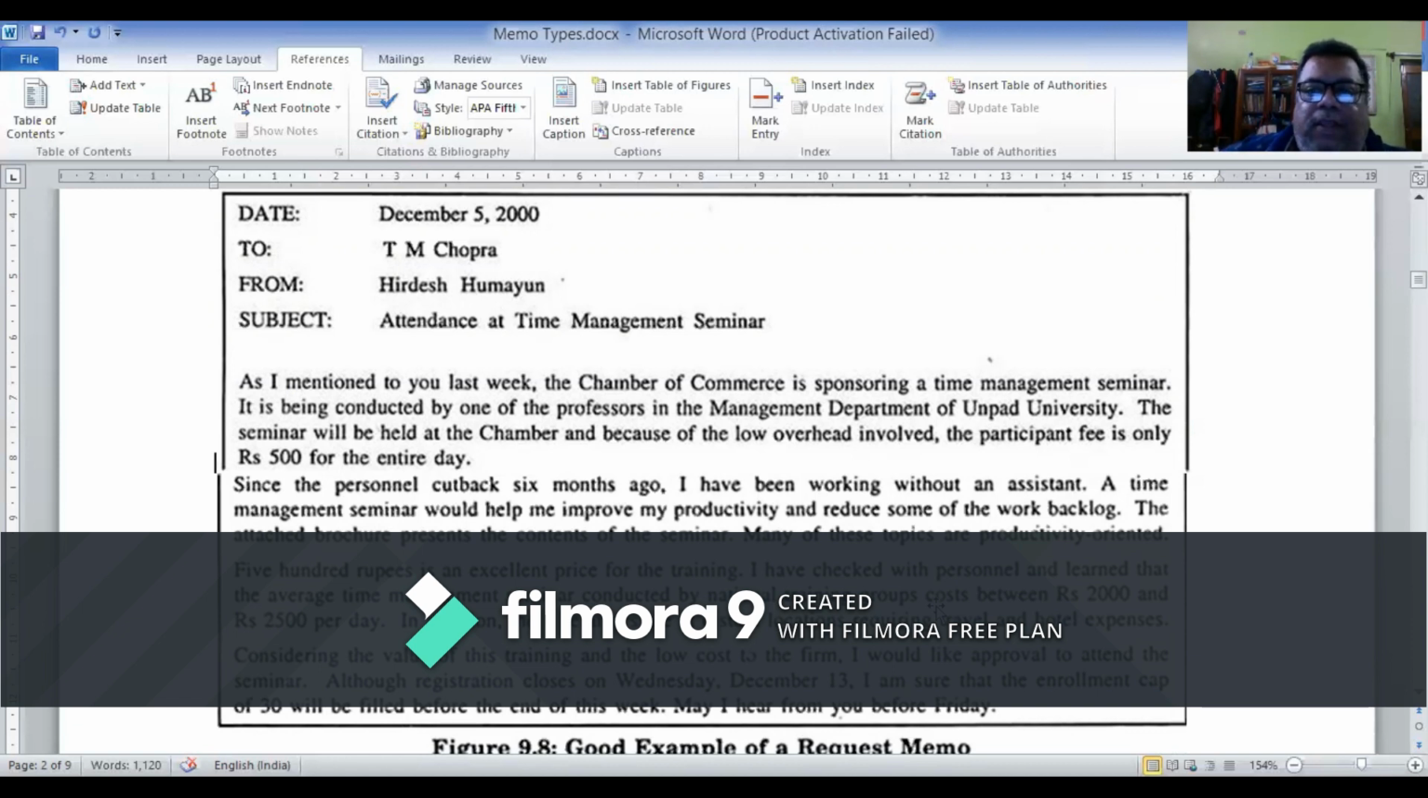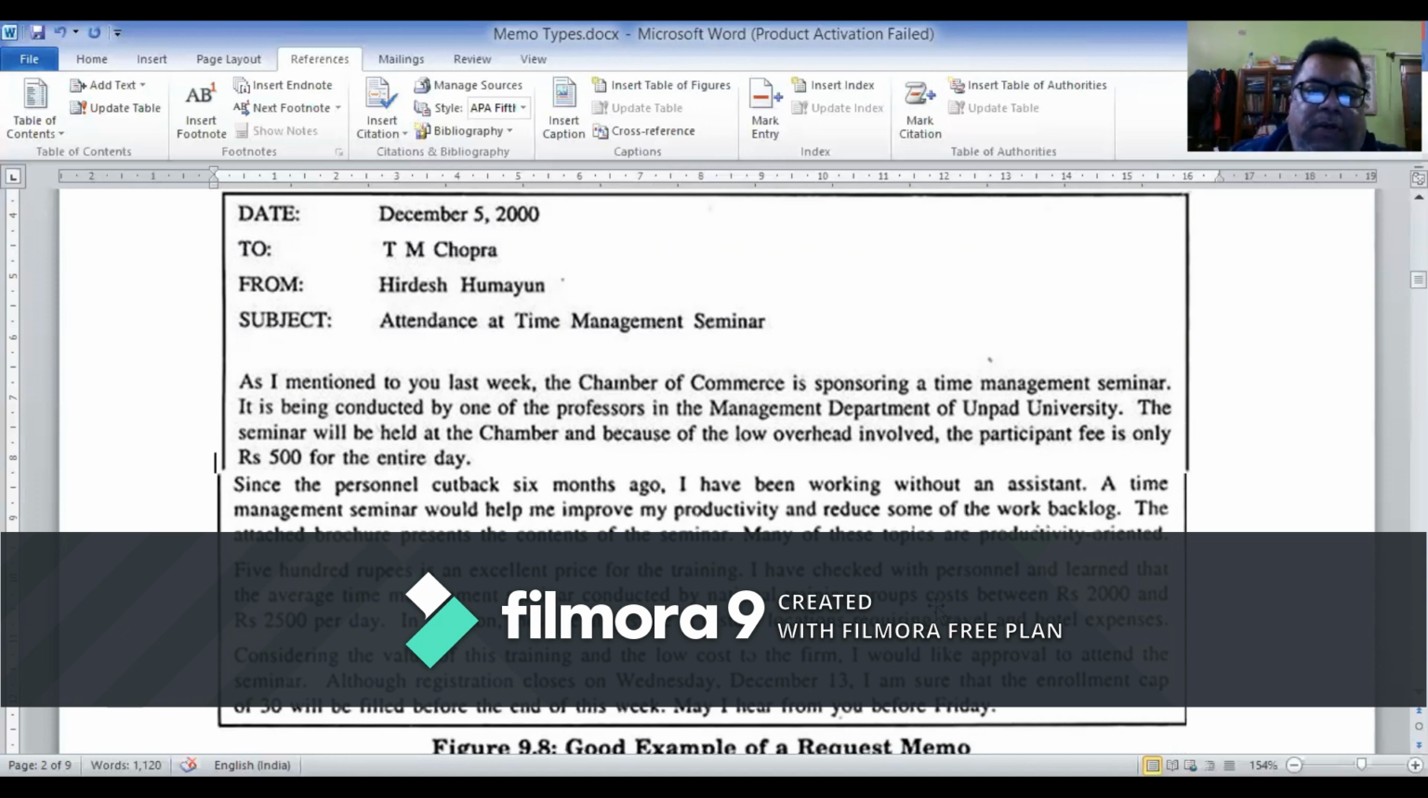It says that the seminar is conducted by professors of a good university. It also indicates that the pricing is very low. It's just 500 rupees for the entire day. So it justifies the cost. And at the same time, it also justifies the reason for attendance, because if you look at the second paragraph, it says as to why the seminar would be required.